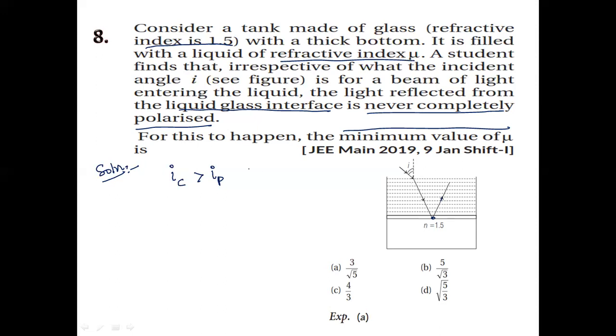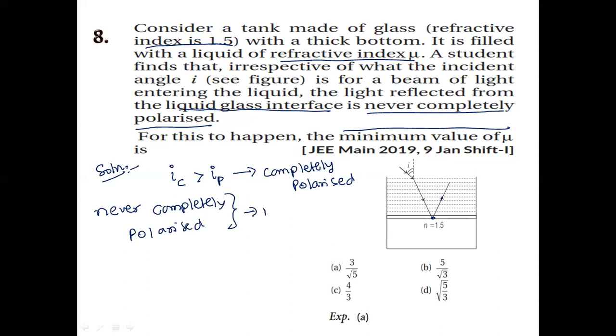This is the condition for polarized. They say that it will never be completely polarized. That means the critical angle must be less than the angle of polarization, or Brewster's angle. So I can say that here it is sine IC.